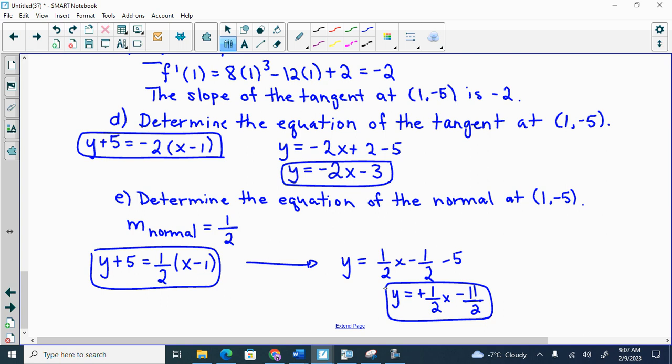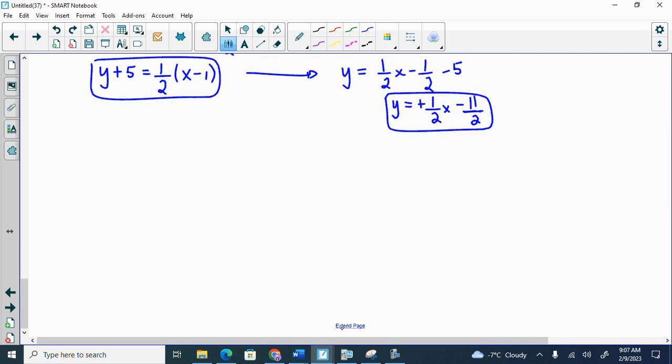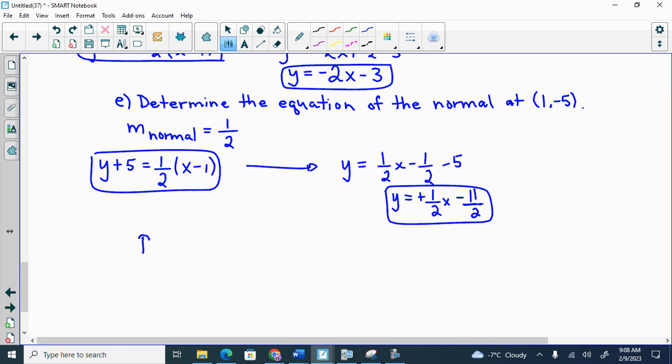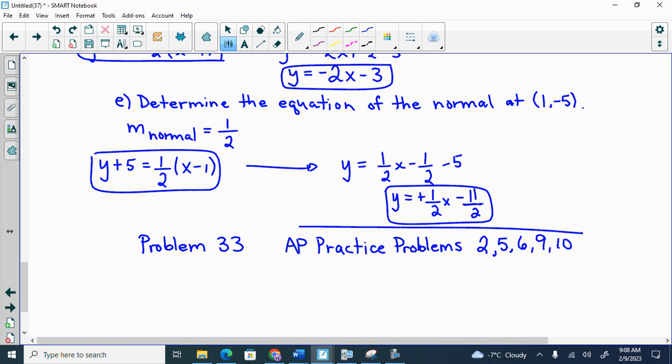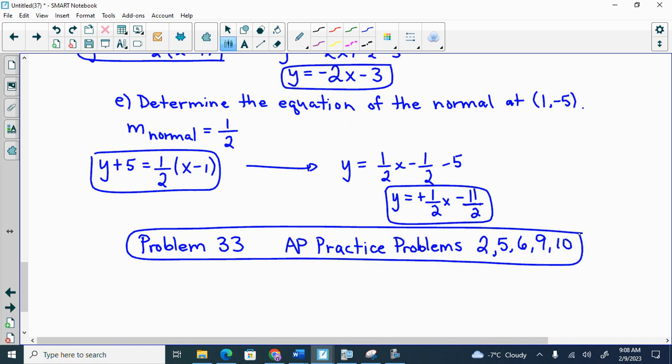All right, these ones correlate with problem 33. And AP practice problems 2, 5, 6, 9, 10. Okay. Leave very little left, and then you have time to work on stuff.